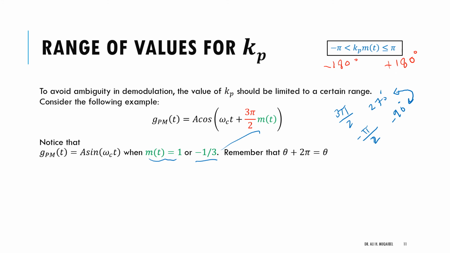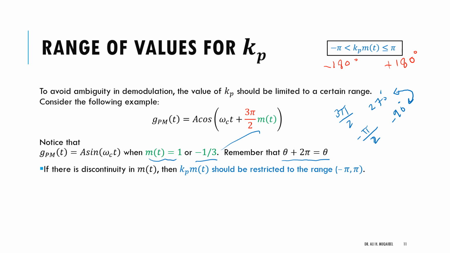This is something, of course, we don't want, because at the receiver we want to convert back from angle to message, and there will be ambiguity. Was it 1/3, minus 1/3, or was it 1? Remember that for angles, adding multiples of 2 pi gets you back to the same angle. So we have to be careful about the choice of Kp.